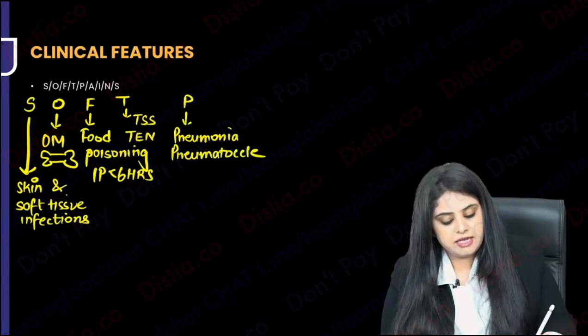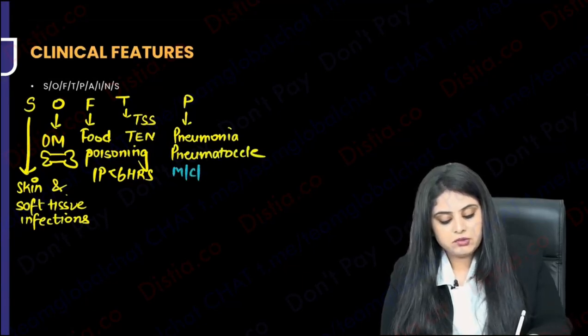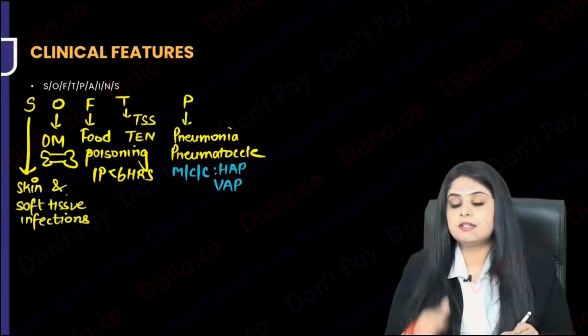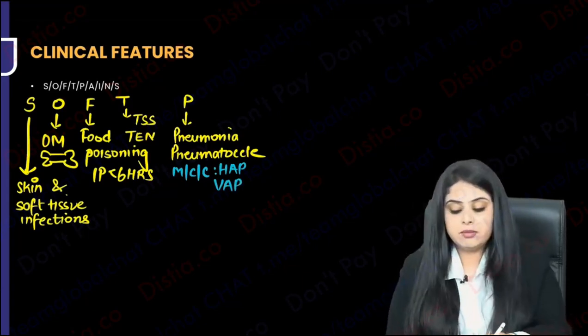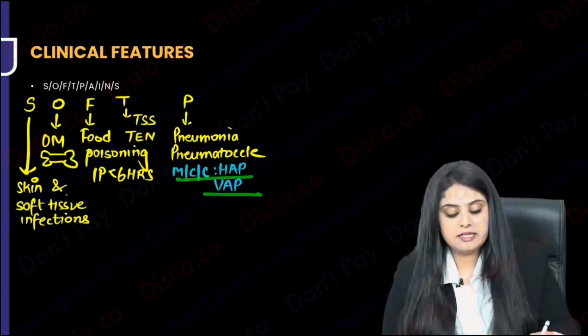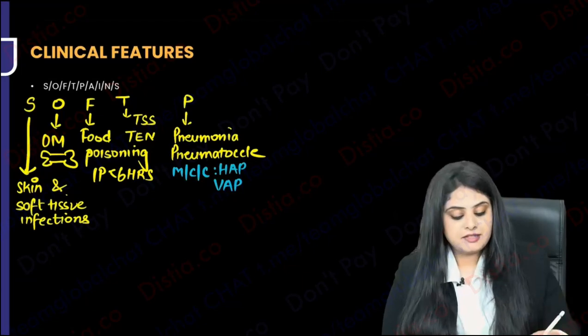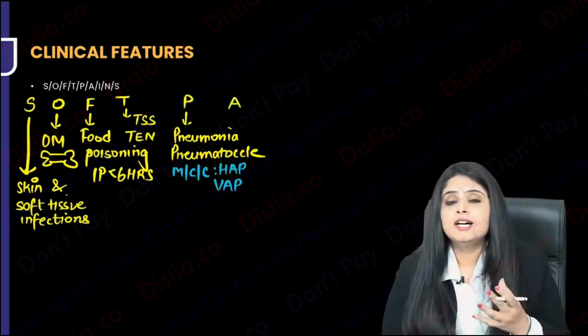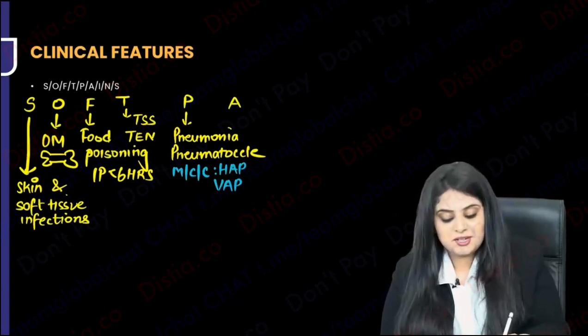In fact, let me tell you, Staph aureus is the most common cause of hospital-acquired pneumonia, also ventilator-acquired pneumonia. We'll be doing lots of ventilator-acquired pneumonias later on, but remember, the most common cause of hospital-acquired and ventilator-acquired pneumonia is Staph aureus. Okay, SOFT PAINS. A is so controversial. A is going to be causing acute infective endocarditis.